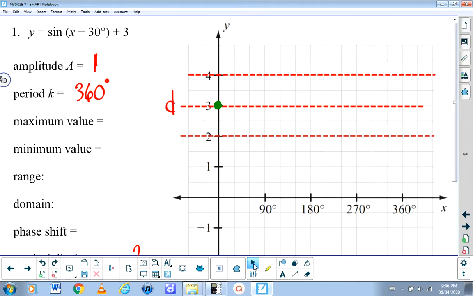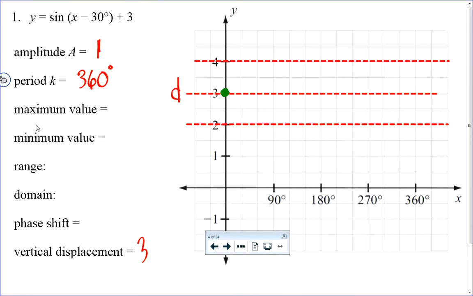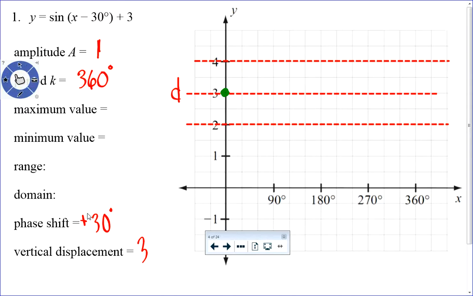The phase shift is c, and c has a value of positive 30 degrees. And what that's going to do is take that start point and shift it 30 degrees to the right. So that start point went from here, it went up 3 and 30 degrees to the right. This is the new start point, and now we're just about done.